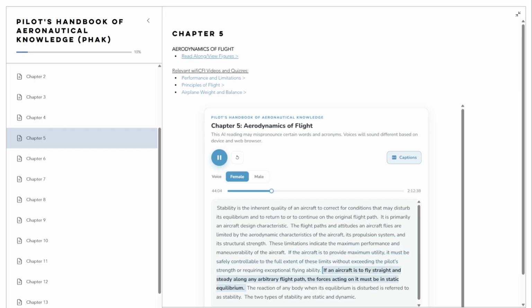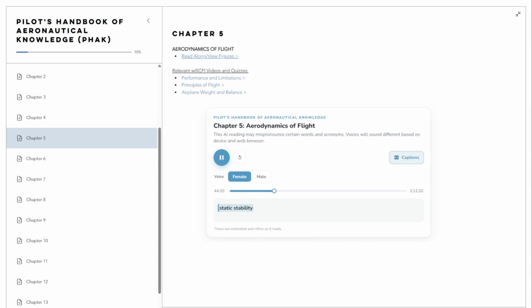If an aircraft is to fly straight and steady along any arbitrary flight path, the forces acting on it must be in static equilibrium. The reaction of any body when its equilibrium is disturbed is referred to as stability. The two types of stability are static and dynamic.